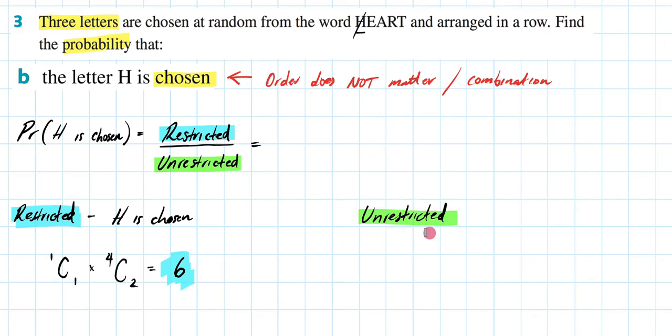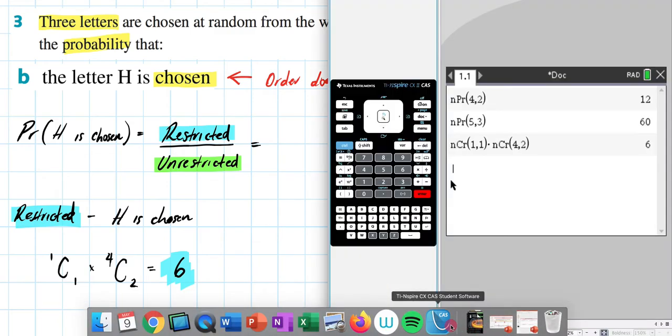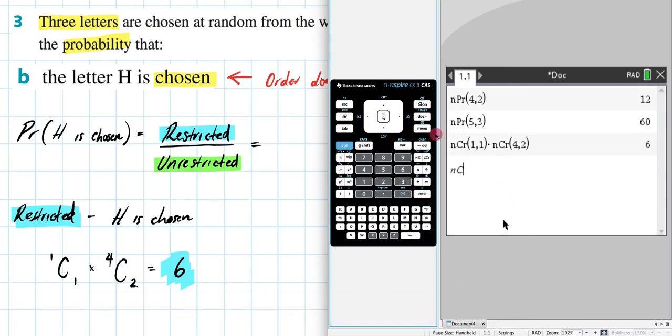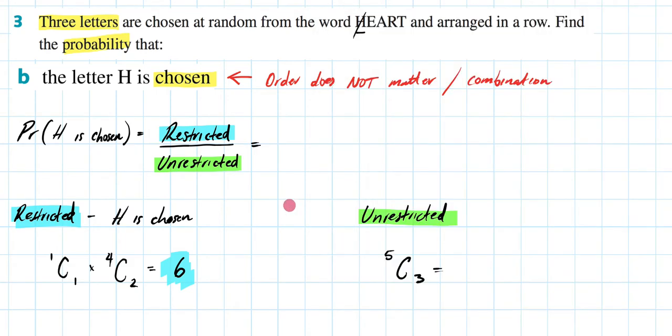Then next is my unrestricted. My unrestricted is simply: I have 5 letters I'm choosing from, and I'm putting them into 3 spots. What's that going to be? I grab out my trusty CAS and I go nCr(5,3). Enter, 10. So I put in 10, get my green highlighter, and highlight that. It's going to be 6 over 10, which is the same as 3 over 5.